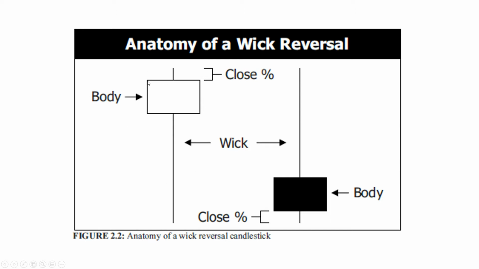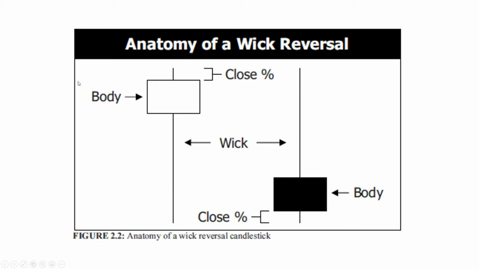What we see here is that this is the open, this is the body of the candle, and this is called the length. There are three parts to a wick structure. The first part is the wick, that is this length. Second is the body, and third is the closing percentage. Now the length of the wick technically should be at least 3 to 4 times the length of the body. It means the length of the wick defines the strength of the reversal.